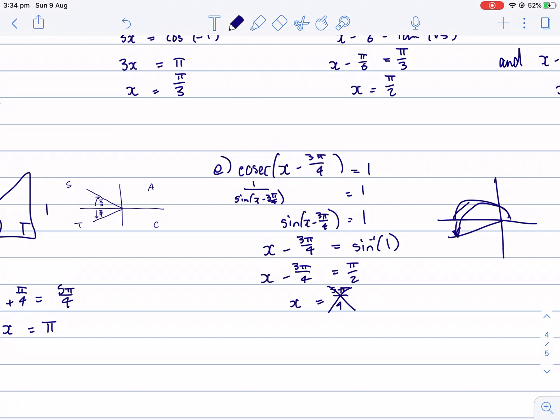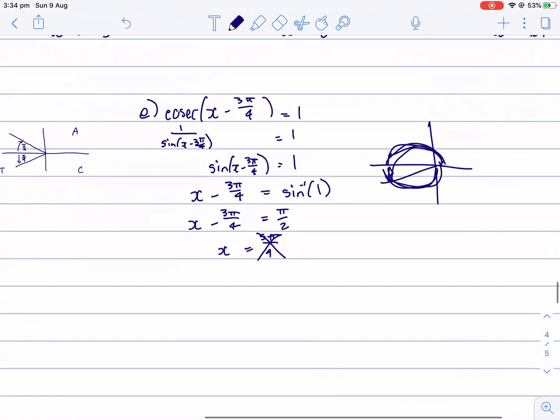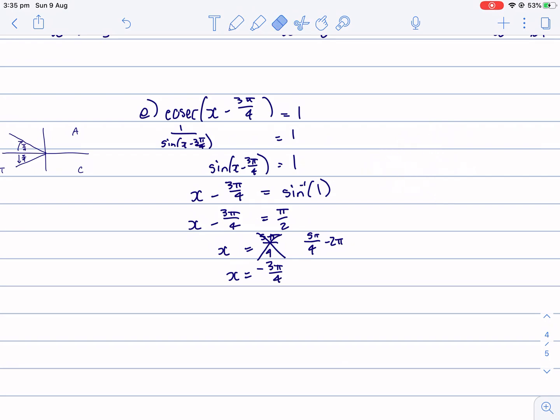They've restricted our domain to this bit and this bit. So because we don't want anything bigger than just pi, we'll do 5 pi on 4 take 2 pi to get the other revolution. Negative 3 pi on 4. So instead of being considered as 5 pi on 4, we're going at it from the other angle, negative 3 pi on 4.